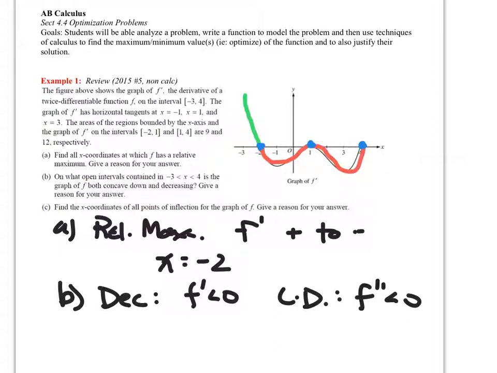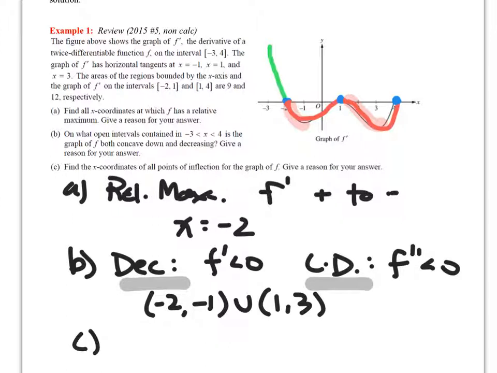Of course, we know, according to my sketch earlier, f prime is less than 0 anywhere the graph is red, and it will be concave down when the slope of f prime is negative. Therefore, that would happen on this interval and on this interval. So the function f would be decreasing and concave down on the interval from negative 2 to negative 1, as well as on the interval from 1 to 3.